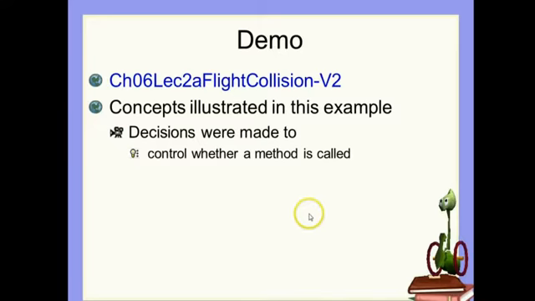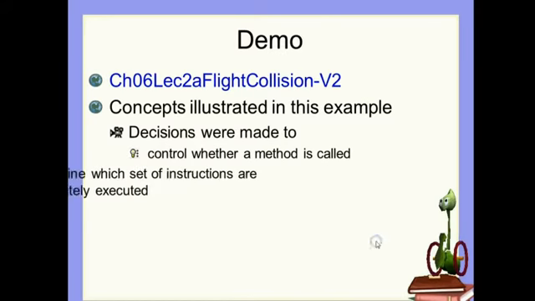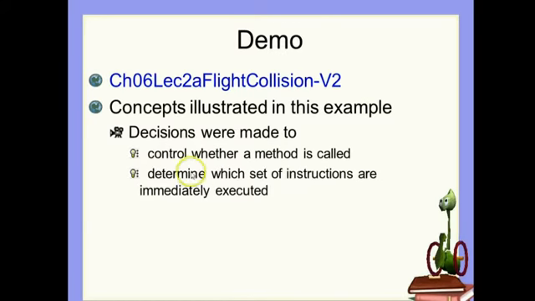Okay, so what was illustrated in this last example? You had a decision to control whether a method was called or not, and also the decision was to determine which set of instructions are immediately executed. That's tied in with the instruction, the method, and it's all based on a function. So the functions were asking a question, and it was actually asking two different questions. The first question was, are they too close? And then the second question was, which one is above the other?